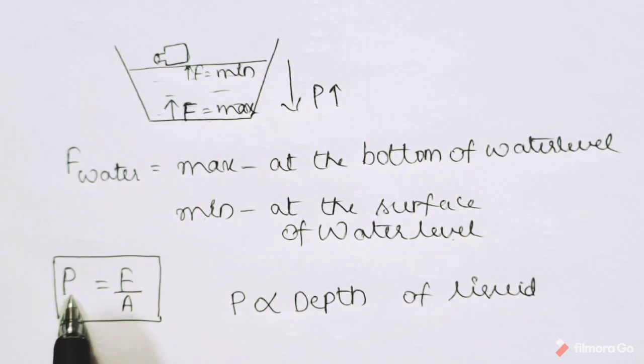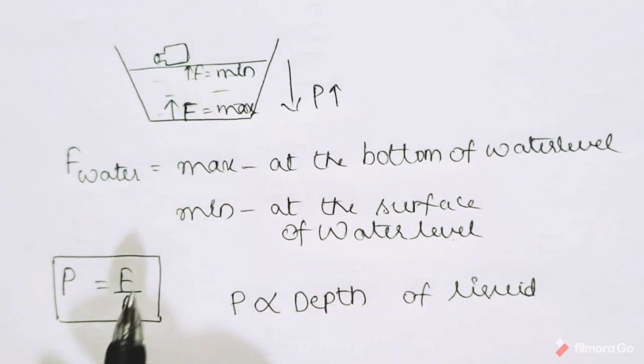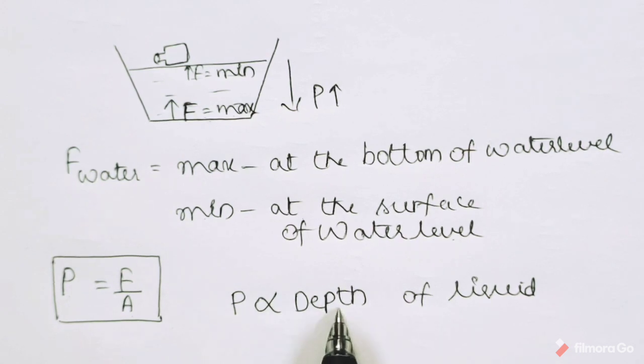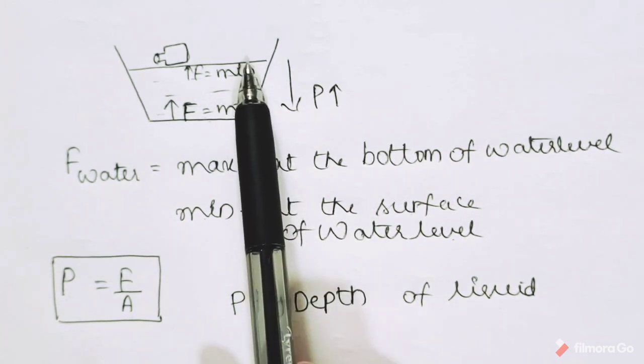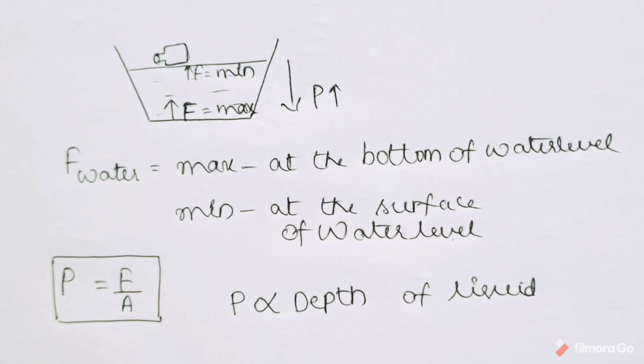Here what is the liquid? The liquid is water. So the pressure applied by the liquid is nothing but the force applied on the object per unit surface area, and this pressure is directly proportional to the depth of the liquid. As the depth increases, the pressure also increases. So the pressure is high at this place and it is minimum at the surface of the water. Okay children, have you understood this concept of upward force applied by the water?